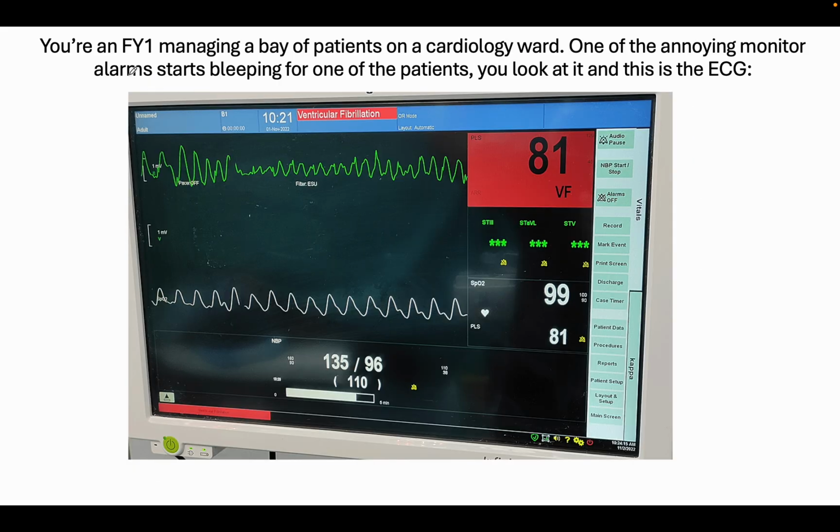So last question: you're in FY1 managing a bay of patients on a cardiology ward. One of the annoying monitor alarms starts bleeping for one of the patients, and you look at it, and this is the ECG you see. Feel free to pause the video and work it out yourself, otherwise the answer will come up in 3, 2, 1, 0.